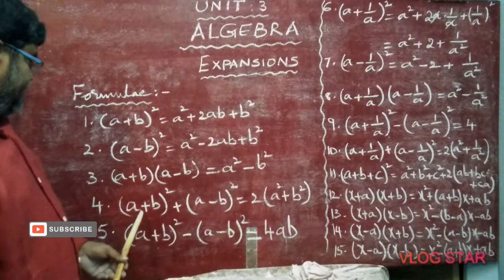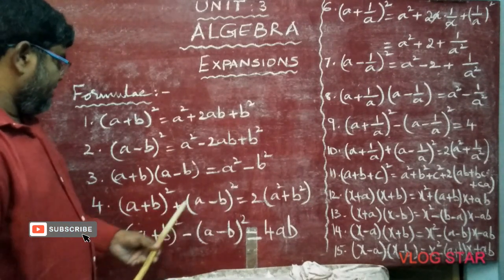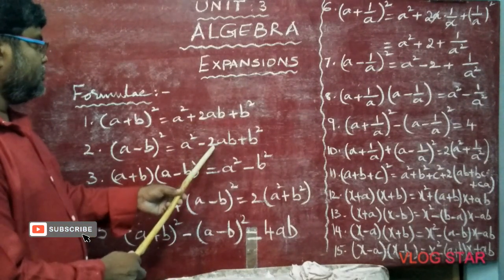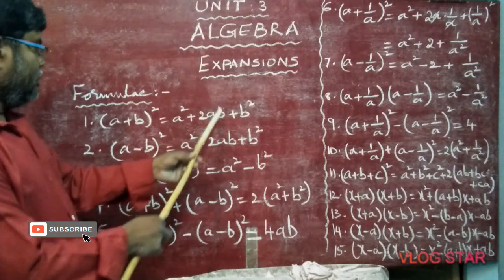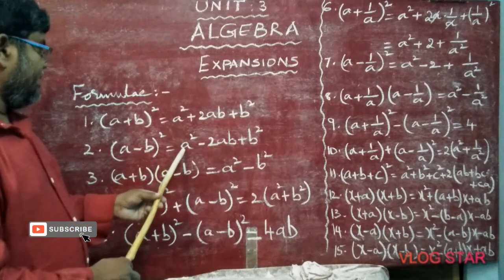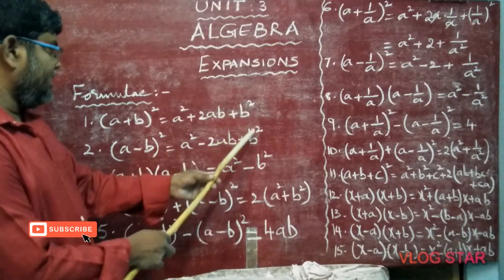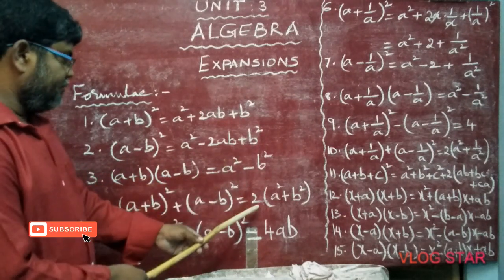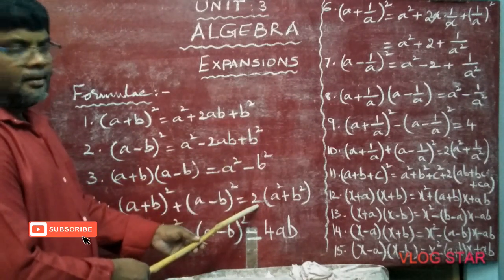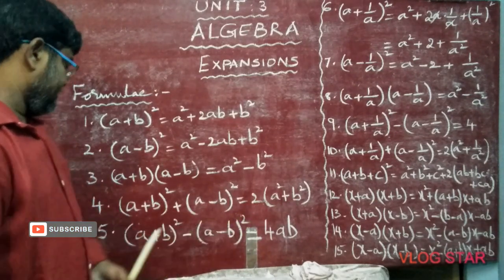And the fourth formula, (a plus b) whole square plus (a minus b) whole square. When we are adding these two answers, the 2ab terms get cancelled because of opposite signs. A square plus a square is 2a square, b square plus b square is 2b square. We can take 2 common: 2 into (a square plus b square).